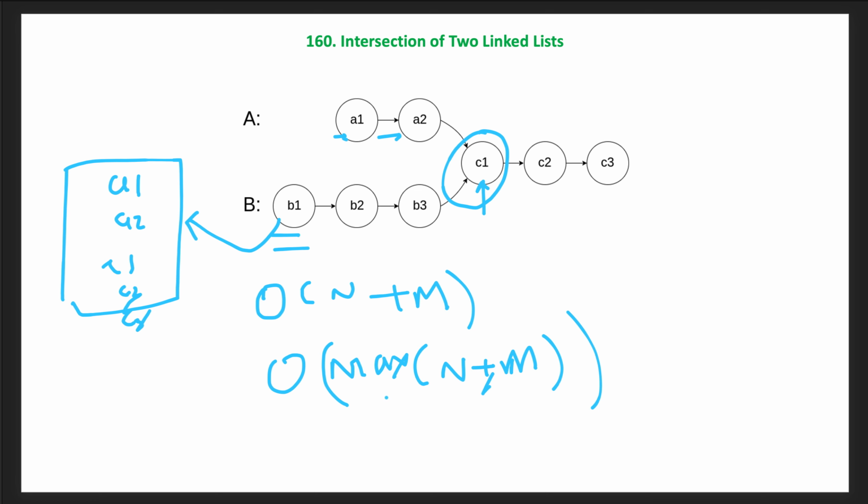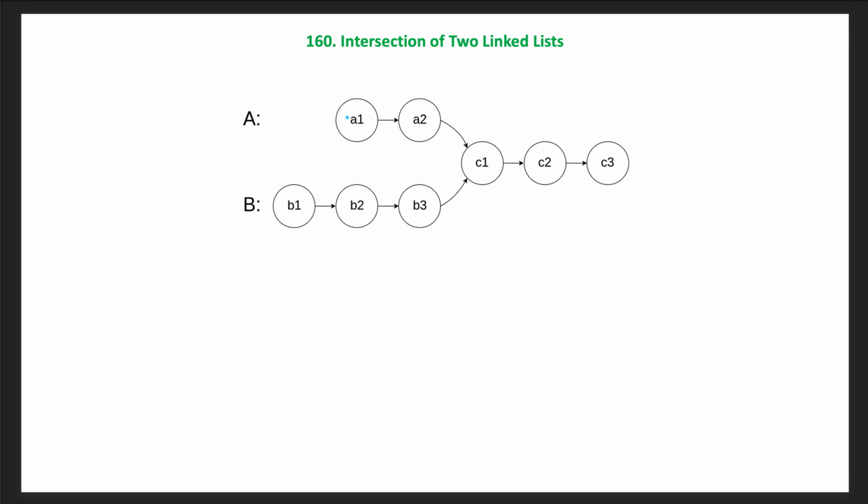But is it possible to optimize further, to linear time without extra space? How can we solve it? Let's think about the third solution. In the third solution, first of all we will find the length of the lists.